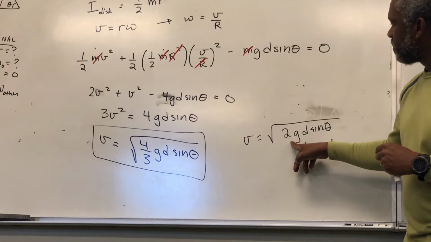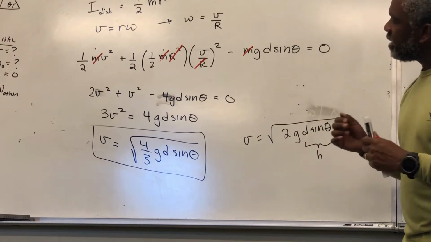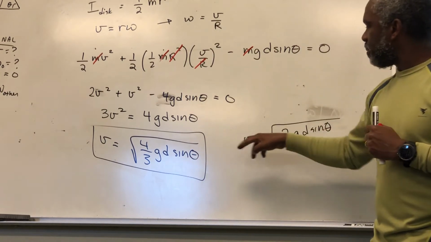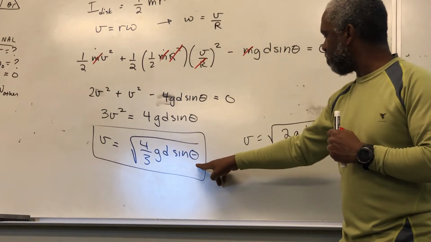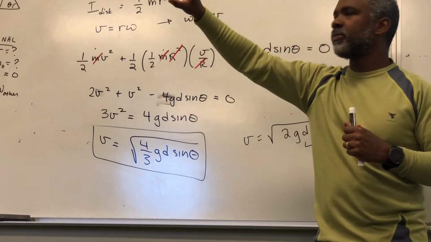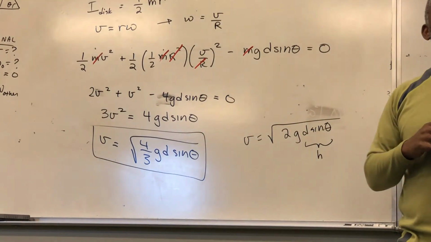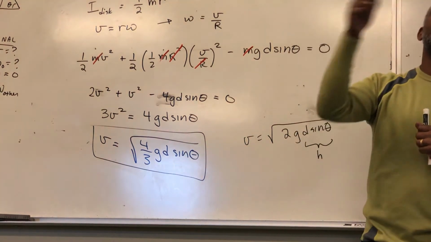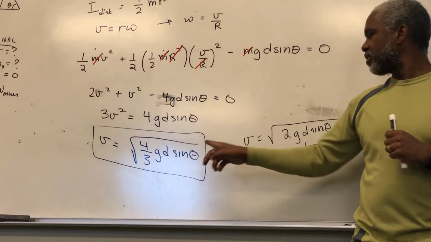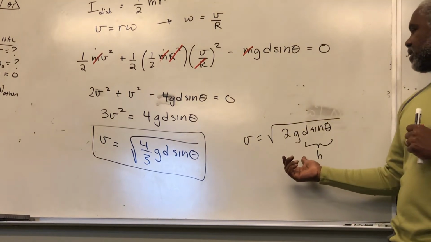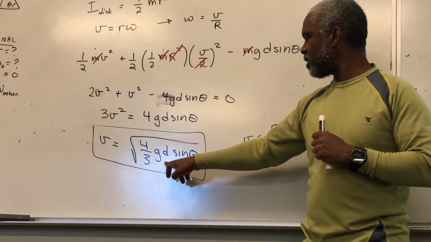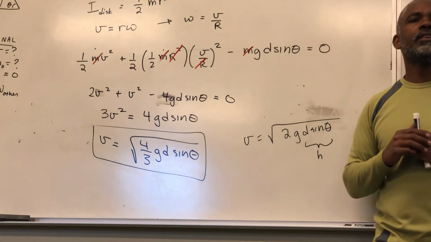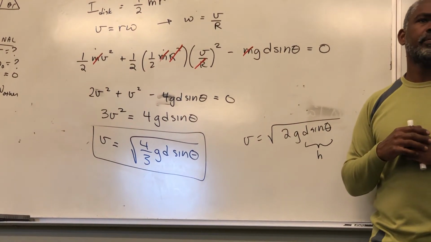So look at this. What this is telling us is the object that rolls down the plane is going to be moving slower at the bottom than the object if it were to just slip down the plane. And the reason why is some of the energy has to go into just getting it to rotate. So this value is smaller than this value. This value is 1 1/3 gd sine theta, while this is 2 gd sine theta. Any questions on this one?